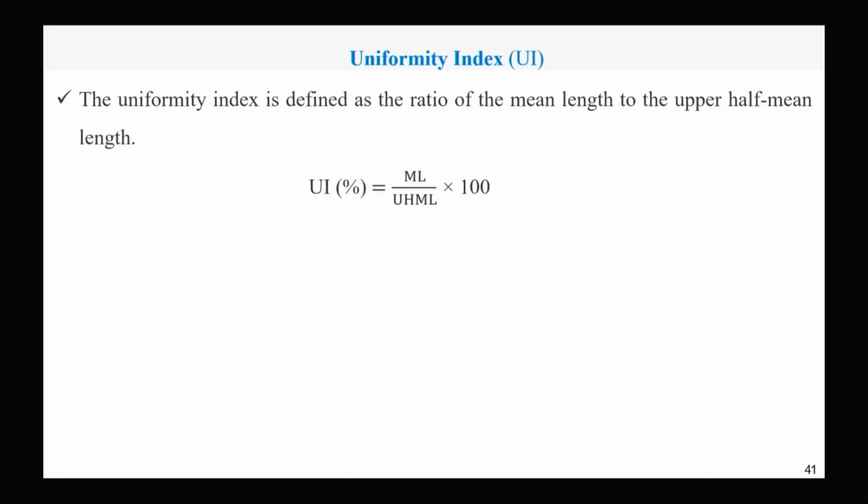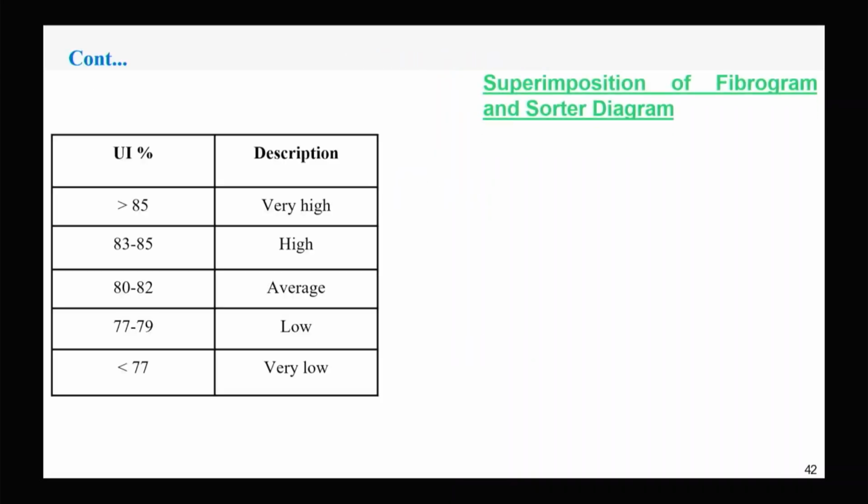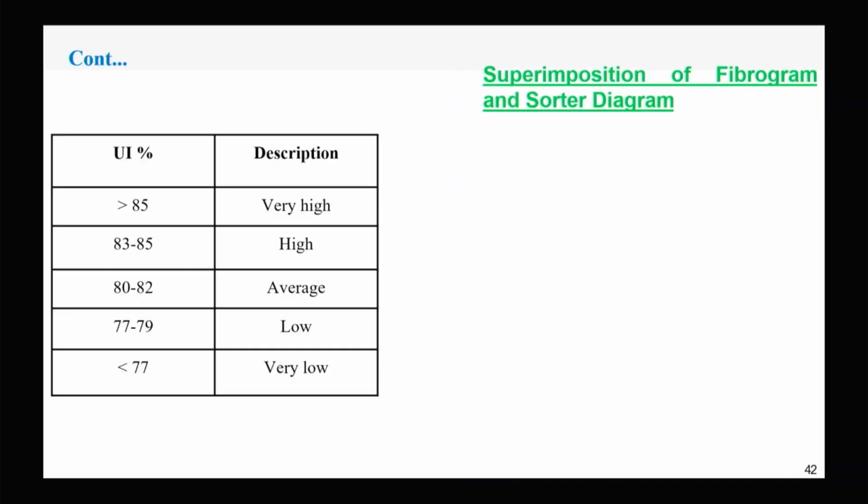Uniformity index is the ratio of mean length, meaning the mean length measured by fibrogram, by the upper half mean length. Now the uniformity index more than 85 is very high, so it will typically be in the range of 75 to 85, and for typical cotton we get 80 to 82, around 80. So 85 is very good.